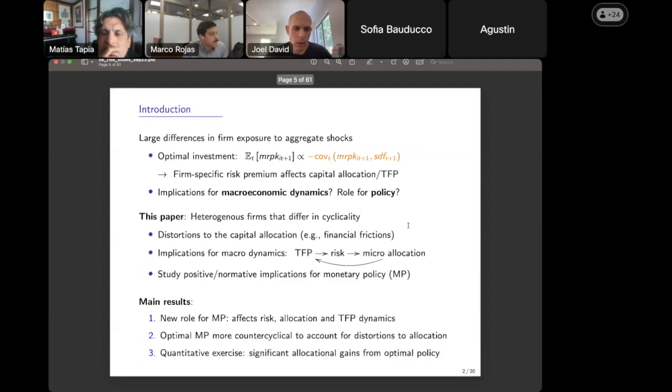Okay, good. So for today, I'm going to highlight three main results, and of course, we have others in the paper. First, we're going to investigate this new role for monetary policy. It's going to affect the extent of risk in the economy, the allocation of capital across firms, and the dynamics of TFP itself. I'll show you that optimal policy, at least given the distortions that we infer from the data, is going to be more counter-cyclical in the presence of heterogeneity in order to alleviate the distortions to the allocation.